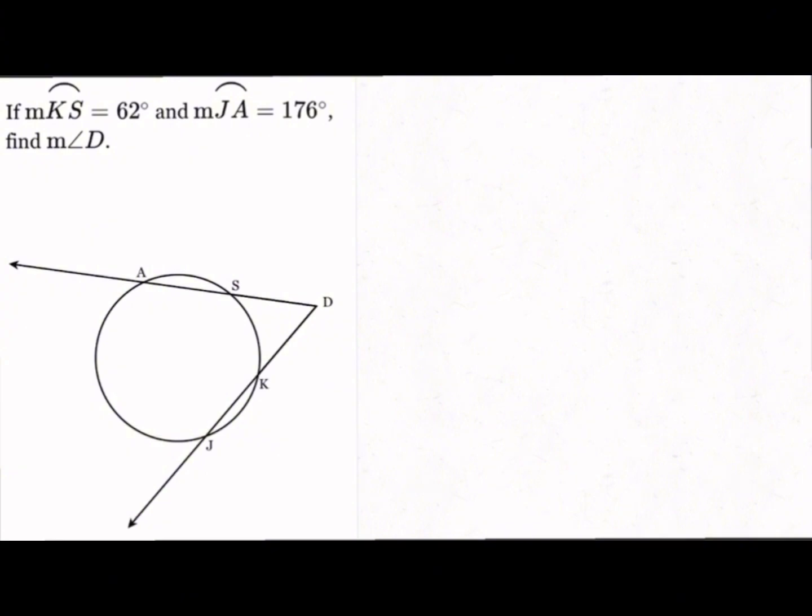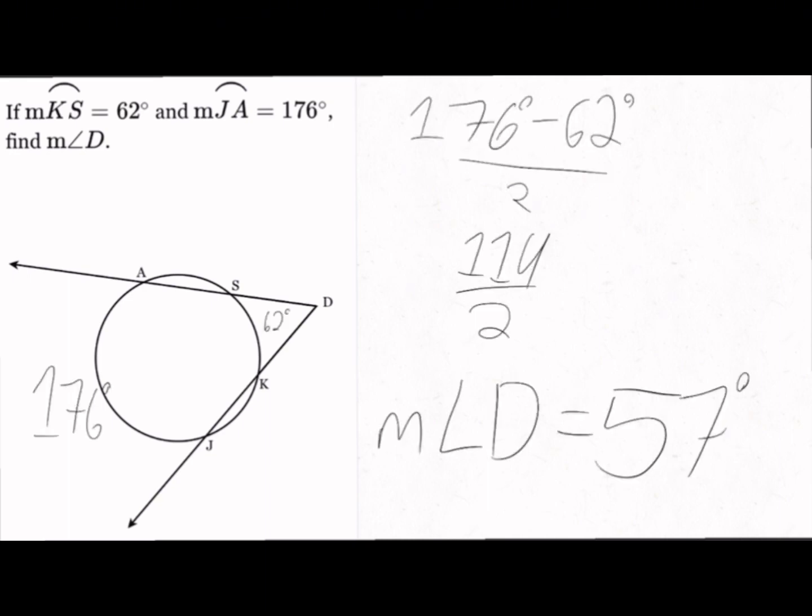Alright, if the measure of arc KS equals 62 degrees and the measure of arc JA is 176 degrees, find the measure of angle D. Alright, so you'd take the larger arc, 176 degrees, and then subtract the smaller arc from it, which is 62 degrees, and then you divide it by 2. This would equal 57 degrees.